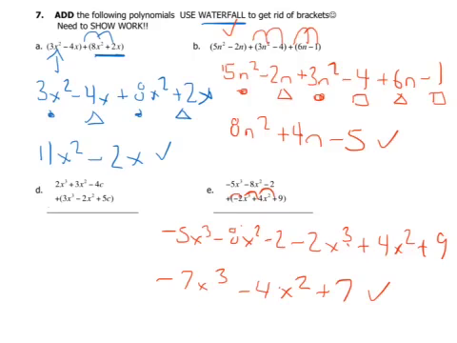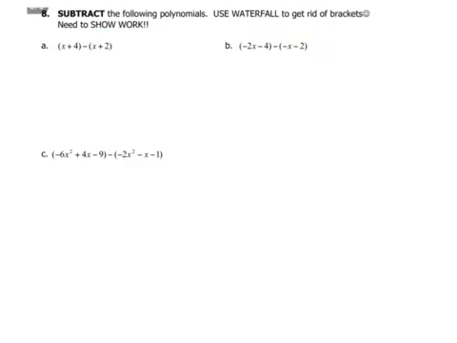Okay, on to the next page. These ones, same thing. You're just applying the waterfall. And remember, this would mean negative, and positive negative ends up being negative anyways. Collect your like terms. Now, if you do x minus x, that's the same as 1x minus 1x. You have no x's left, so you have nothing, or 0x.